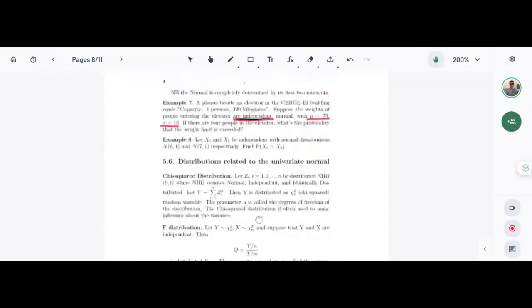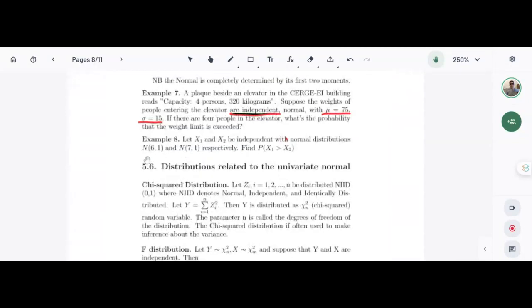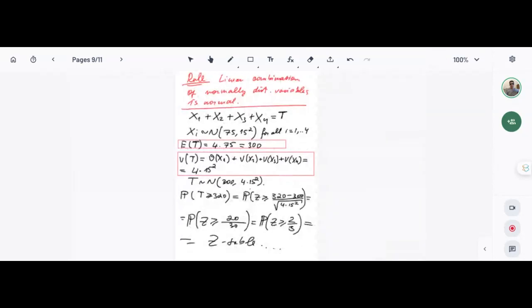So now, okay, example 8, you have two random variables. They are not identical in the sense that they are both normal, but x1's mean is 6, x2's mean is 7, so they are not identical, but they are independent, meaning that x1 is not affecting x2, right? We have to find the probability that x1 exceeds x2. Okay, so this is example 8.